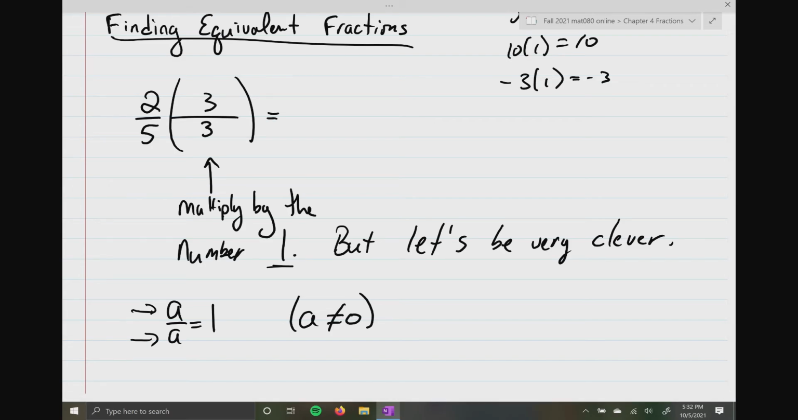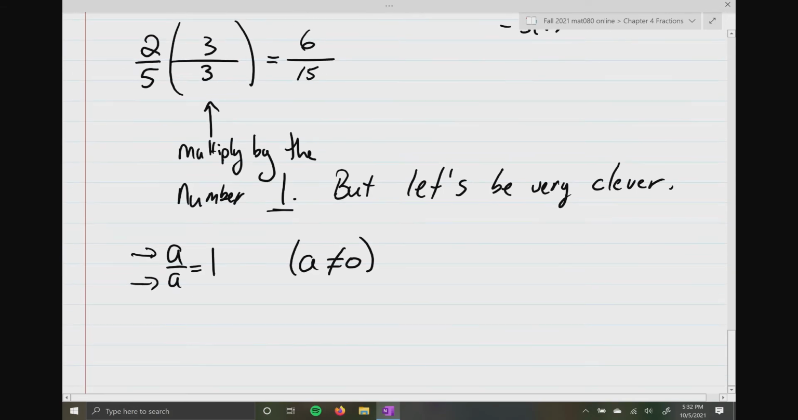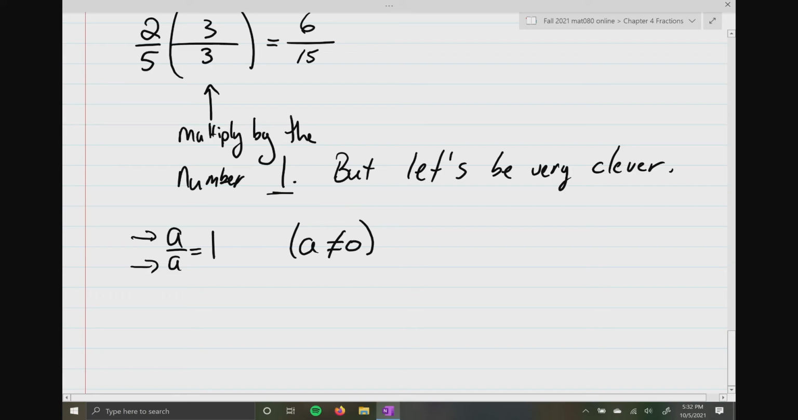This is actually going to bring us into the next section, when we multiply fractions. We always want to simplify first, but we'll worry about that later. The numbers I'm picking here are very small, but all you're going to do is multiply straight across. 2 times 3 is 6. 5 times 3 is 15. So what we're saying is 2 over 5 equals 6 over 15. These two fractions are equivalent to each other.